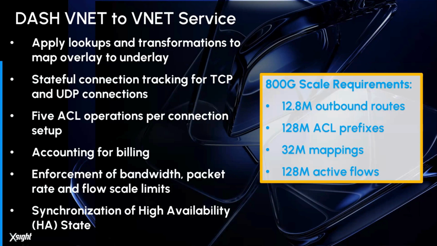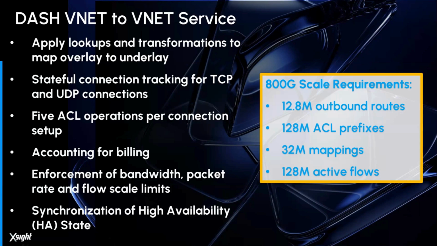And one of the very important things that the Dash data plane has to do is synchronize state from one instance of a Dash data plane to another instance for the purpose of high availability. So that if a link goes down, or if a DPU fails, from the tenant perspective there's no loss of connectivity. All of their connections in the network will stay up and continue to run.